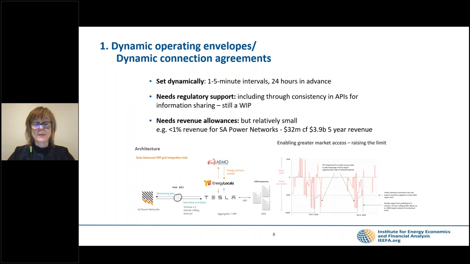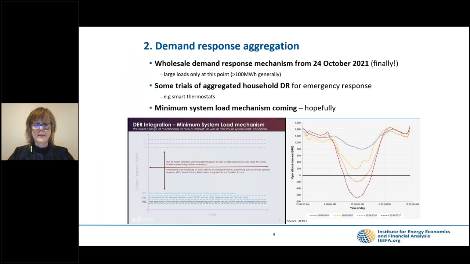Next slide, please. On demand response, Australia has been behind the US significantly. We are only getting a demand response mechanism in our wholesale market this year, and it will only be for large, basically commercial and industrial loads at this point. We've had various trials of aggregated demand response for emergency peak demand response.